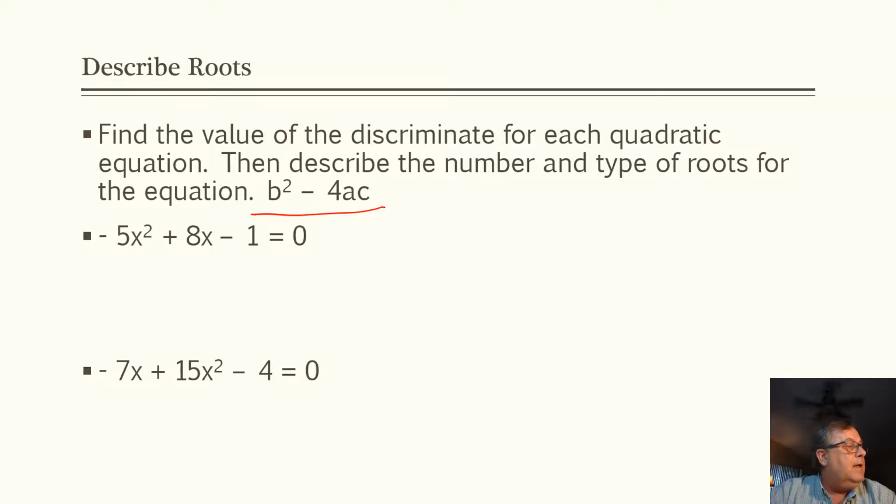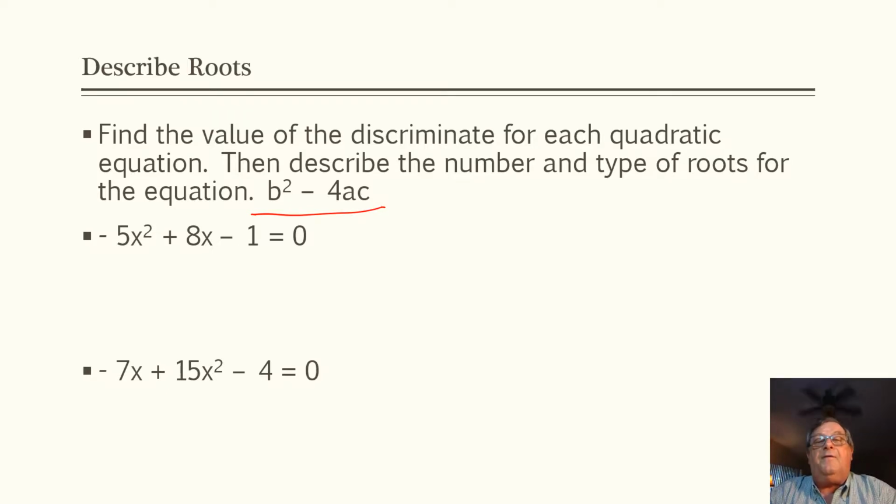Now, if the discriminant is greater than 0 and is also a perfect square, then we're going to have two rational roots. If the discriminant is greater than 0 but not a perfect square, we're going to have two irrational roots. If the discriminant is equal to 0, we're going to have one real rational root. And if the discriminant is less than 0, we're going to have two complex roots. Complex roots are always going to come in pairs.